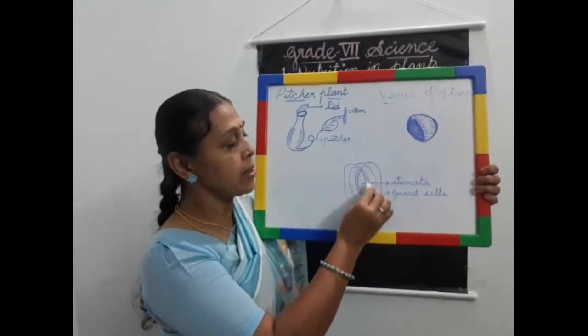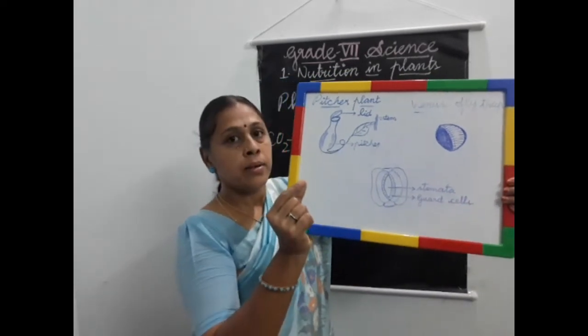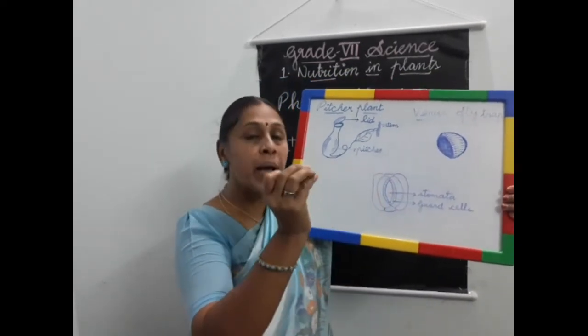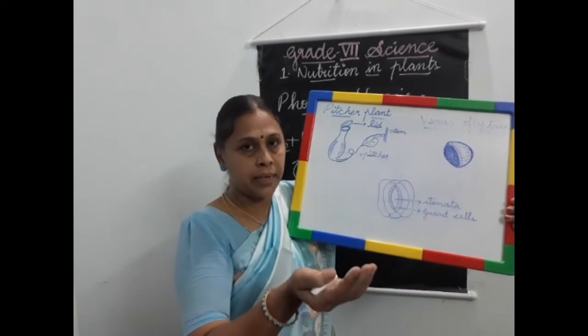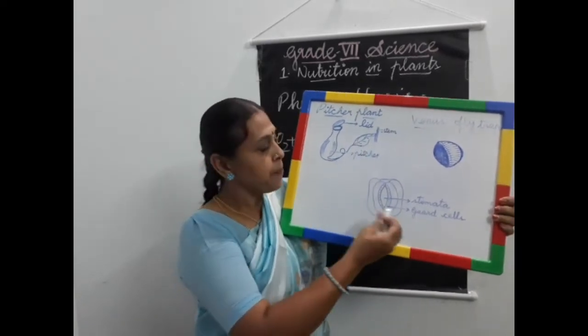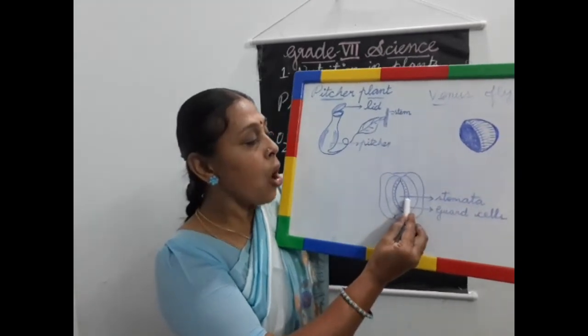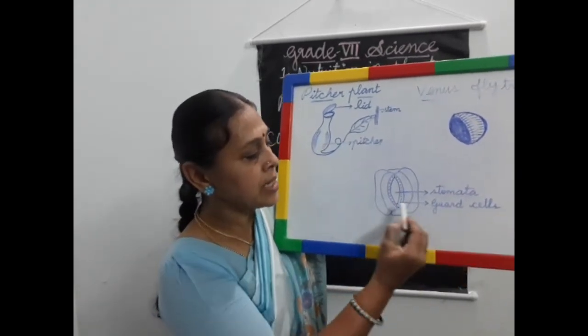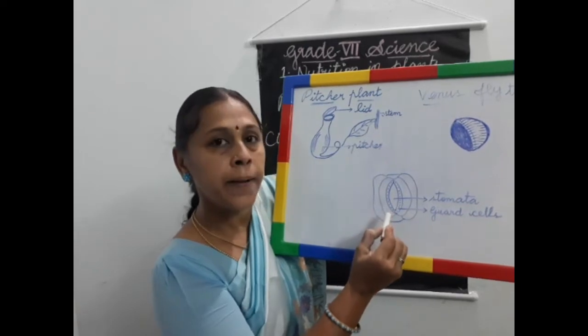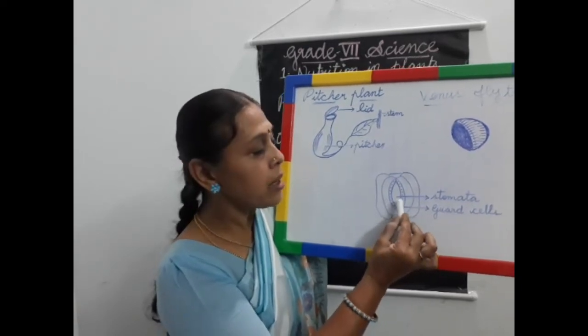See, this is the structure of stomata. In the middle, a small opening. Don't think it will be this big. It is microscopic in nature. Under a microscope only we can see that. But the structure will be like this. A small opening, guarded by the guard cells. Can you see the dots here? So these are the guard cells.